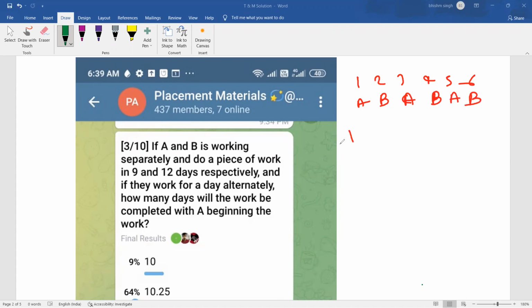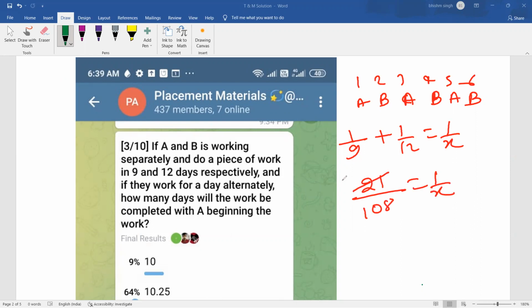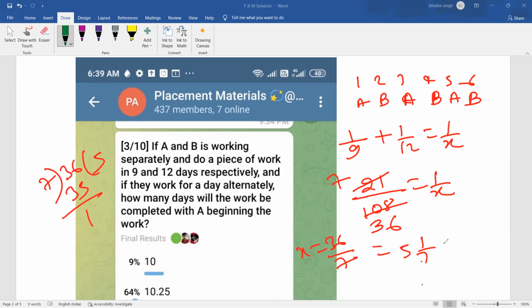Okay, so I will see whatever I will find now. 1 by 9 plus 1 by 12 equal to 1 by x. This is the 2 days' work, not a 1 day work. So 12 plus 9 is 21, and 12 times 9 is 108, equal to 1 by x. Dividing by 3, 21 by 108 becomes 7 by 36. So x is equal to 36 by 7. Dividing by 7, 7 5s are 35, 1 is remaining. So 5 1 by 7 days is the correct answer.